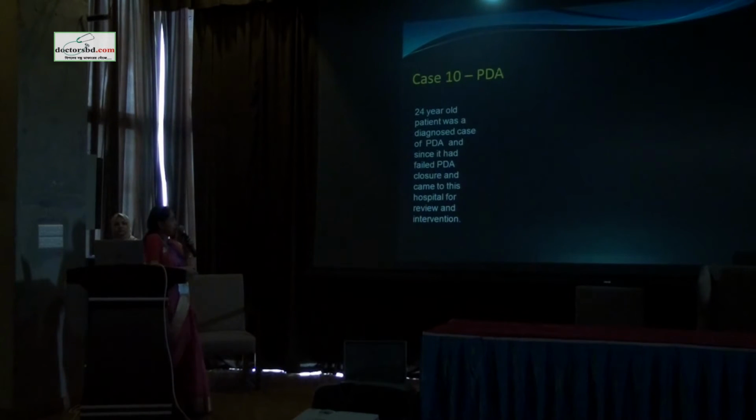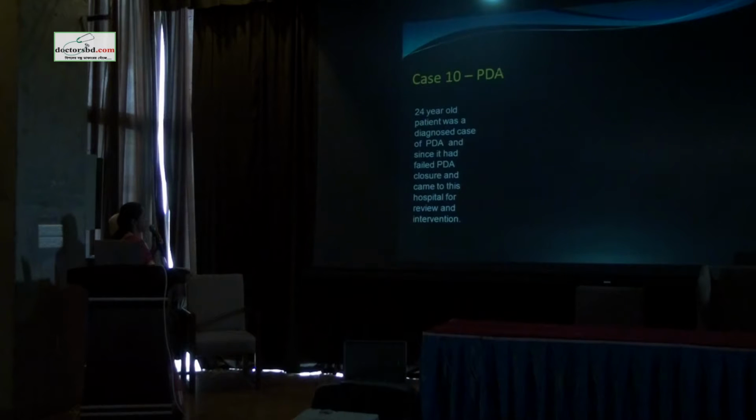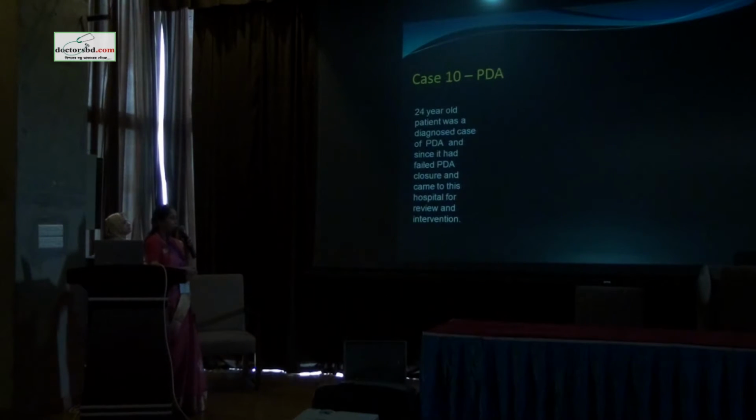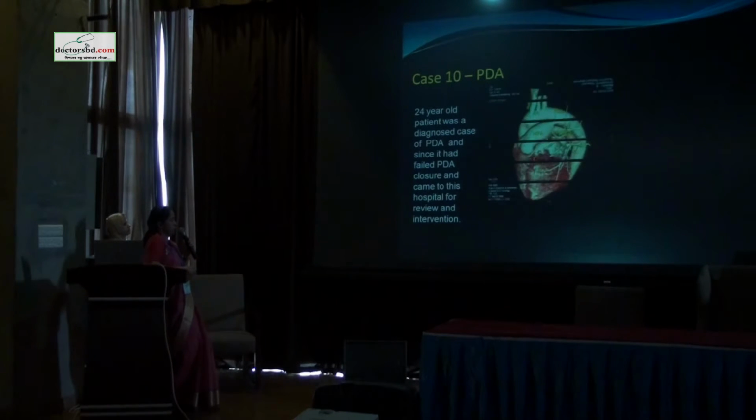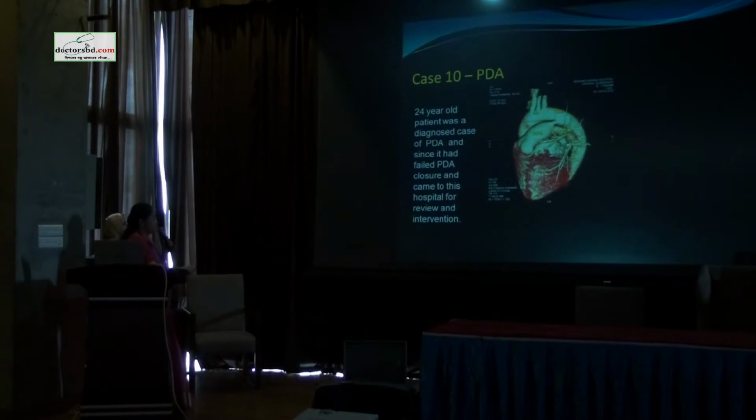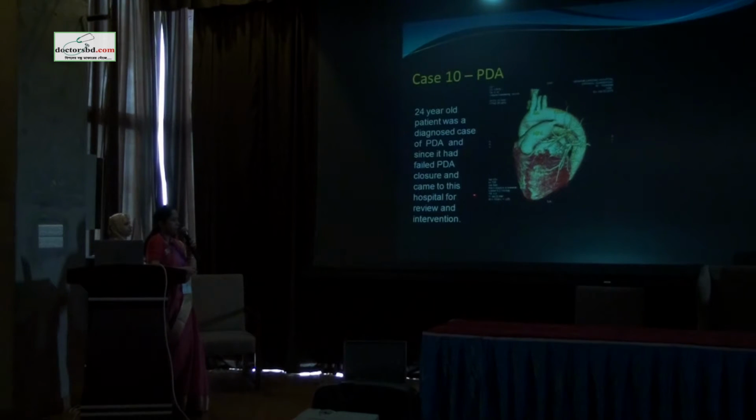This is a case of PDA. This 24-year-old patient was a diagnosed case of PDA, and since it had failed PDA closure, came to our hospital for review and intervention. So before the second intervention, obviously CT angiogram was done, and these 3D images we see very clearly. This is a large PDA between the pulmonary artery junction branch and aorta, and this patient didn't have any other intracardiac abnormality.